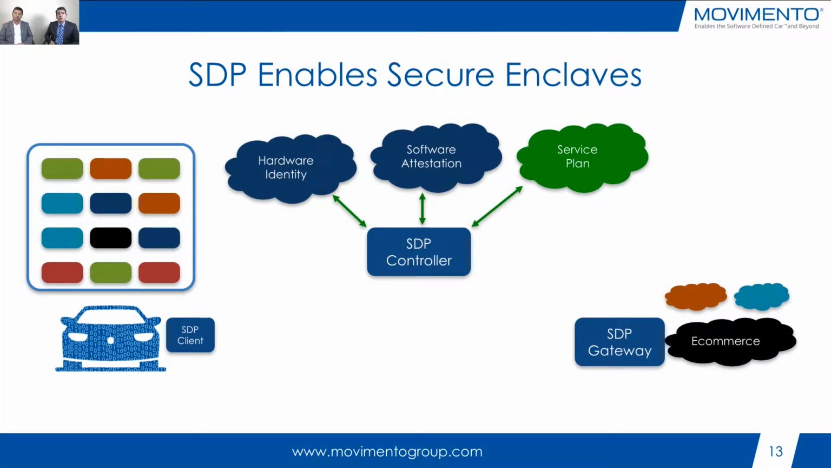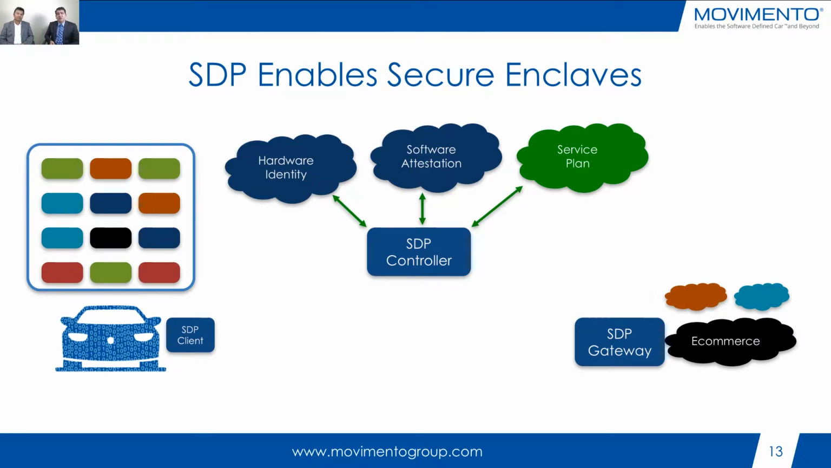So let's just see how this works together. This is the picture we had earlier. We've got a car with a large number of processes, and then we have some back-end processes, front and back. What we do is we have an SDP client in the vehicle, and we also have an SDP gateway. Think of the SDP gateway as your dynamically provisioned VPN, firewall, gateway and NAT. And then we have an SDP controller.